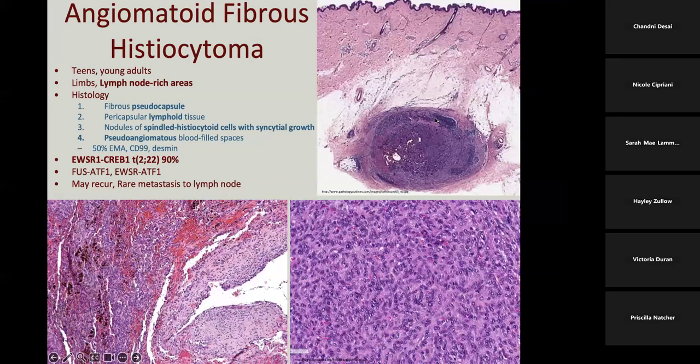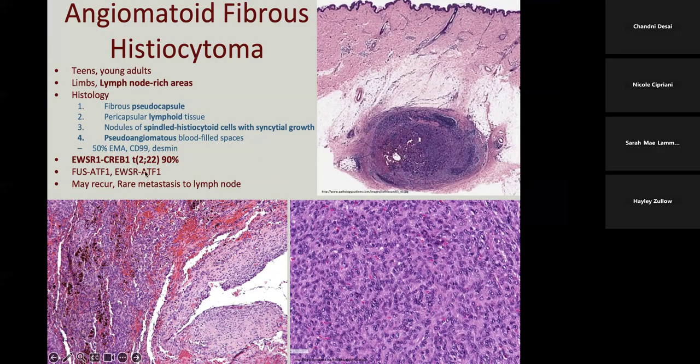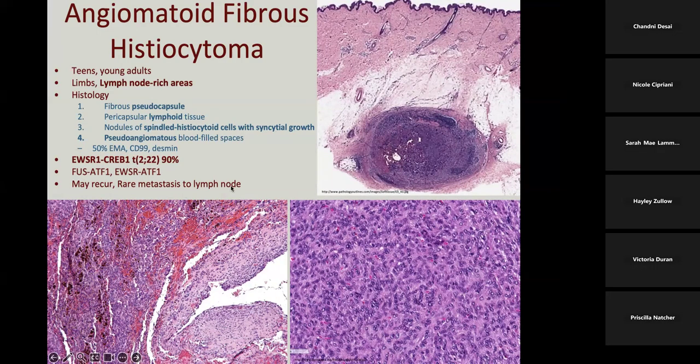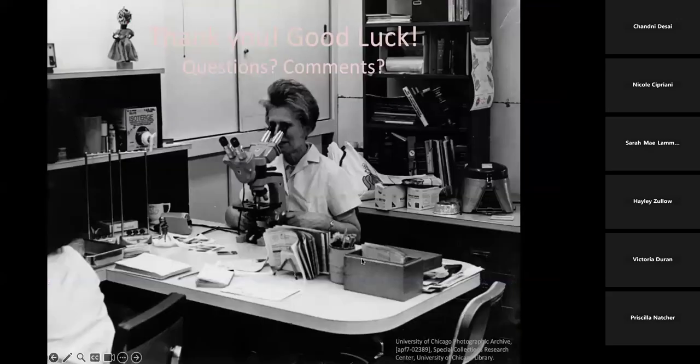And angiomatoid fibrous histiocytoma looks kind of like a nodular tumor in the lymph node rich area like groin and axilla of young adults. It can have this pseudoangiomatous space in the center, and sometimes all you're left with is a very narrow rim of neoplastic cells at the periphery that are kind of plump and epithelioid and EMA, CD99, desmin expression, but you probably are going to want to confirm with EWSR1-CREB1 or other fusions because this is pretty rare and can, in fact, recur and metastasize.